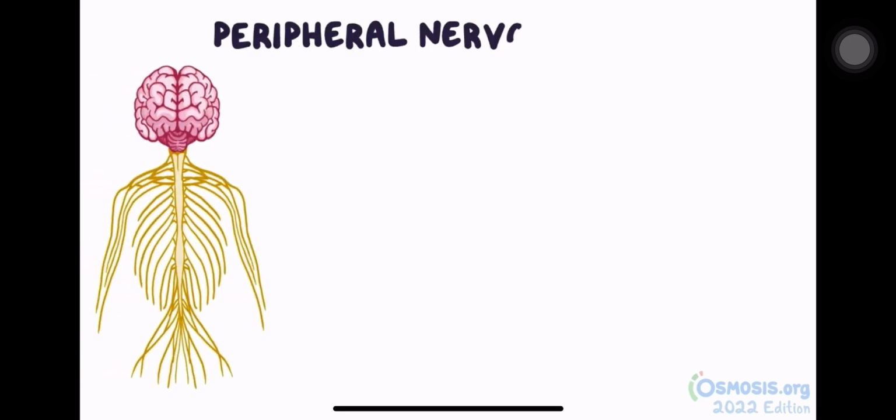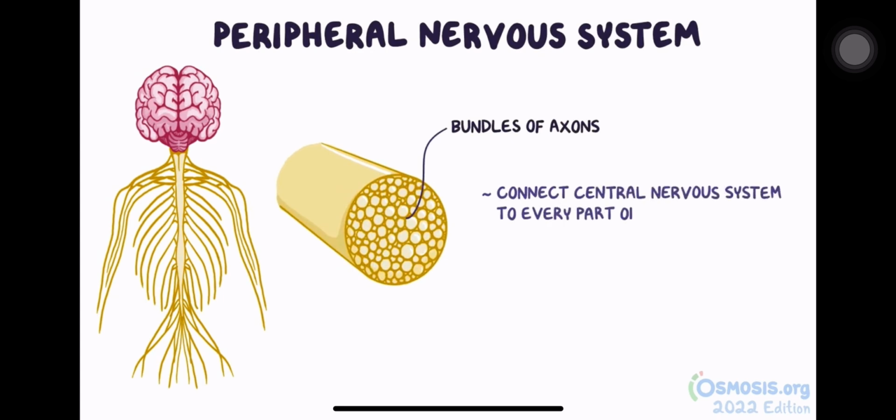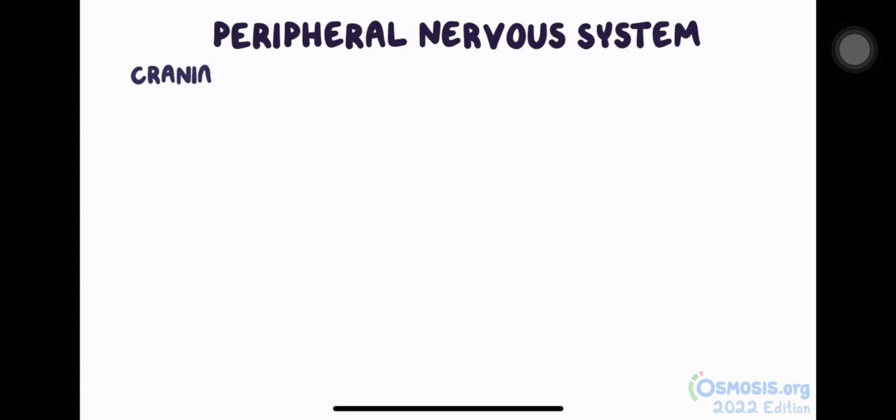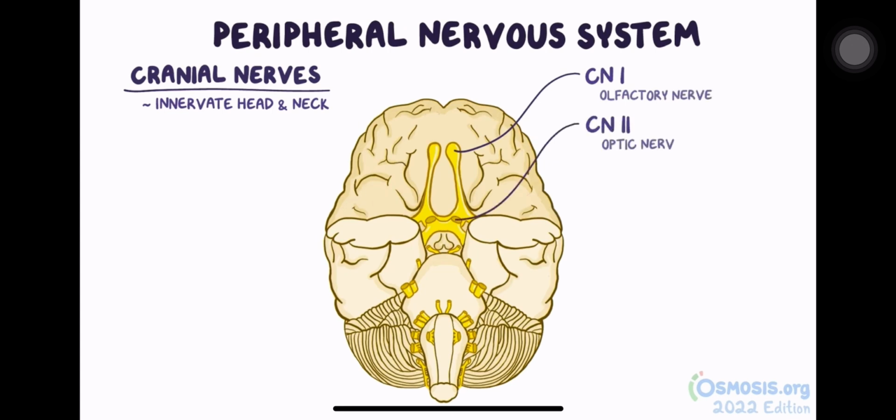Now, the peripheral nervous system consists of nerves, which are enclosed bundles of axons that connect the central nervous system to every other part of the body. There are 12 cranial nerve pairs that exit from the skull and innervate the head and neck. The first two emerge from the cerebrum. These are cranial nerve 1, called the olfactory nerve, and cranial nerve 2, the optic nerve.